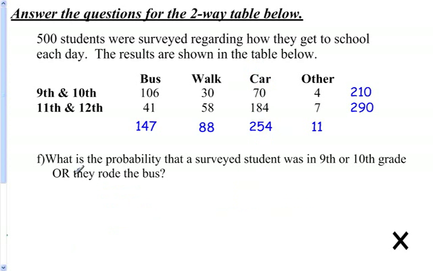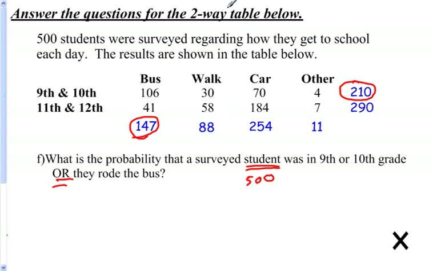Okay, one more. It says, what is the probability that a surveyed student was a 9th or 10th grader, or they rode the bus? All right, now I've got another or. We have to just kind of keep that in mind. I know there's another or here, but we have to remember 9th and 10th graders are put together. It says, what's the probability that a student, okay, since we're using the word student and there is no given in this problem, I have to remember we're looking at everybody. So we're talking about 500 people here, everybody. So out of 500 people, what's the probability that they were a 9th or 10th grader? Okay, I have 9th and 10th graders. Here they are, 210. Or they rode the bus, and here are my bus riders, 147.